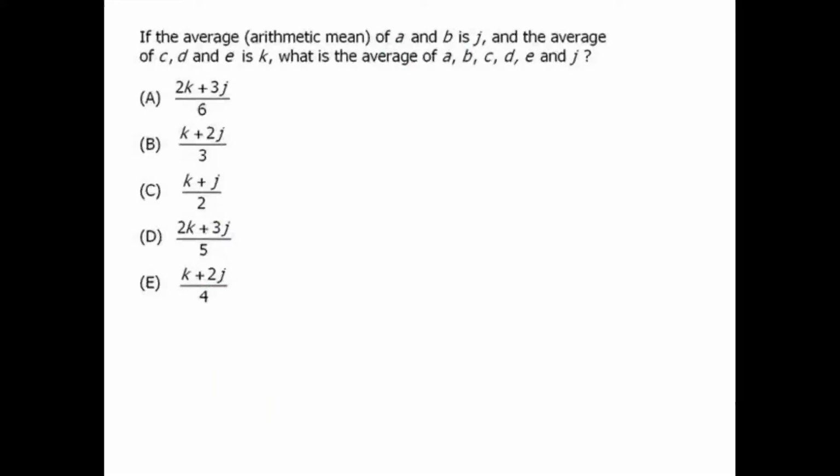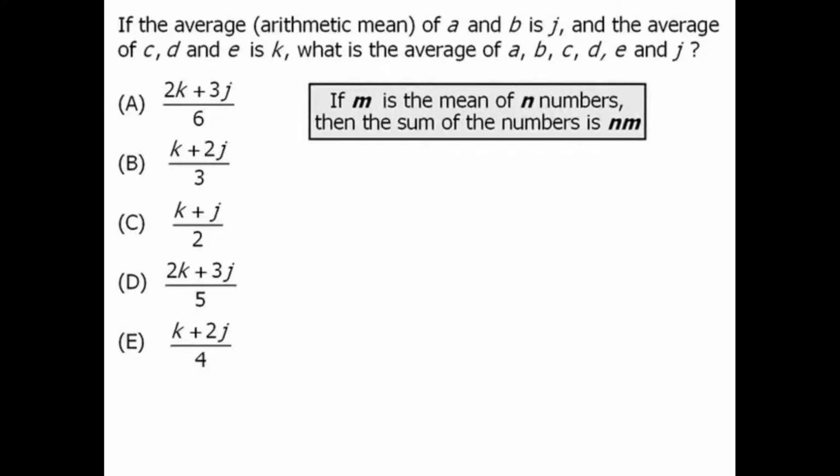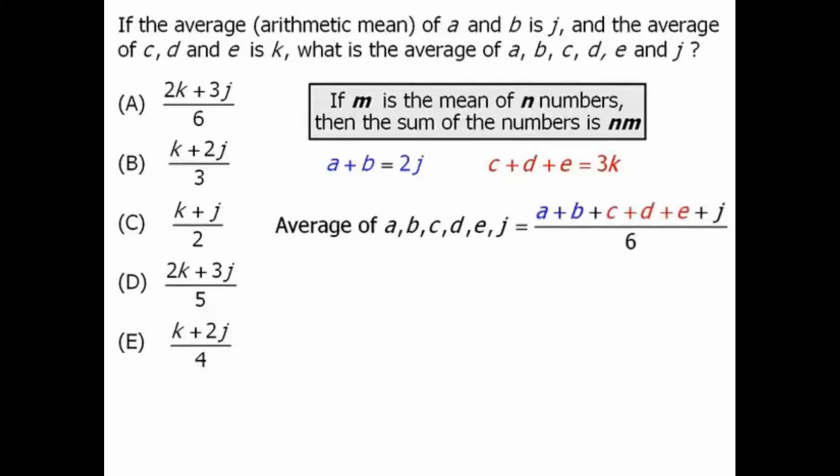To begin, we are told that the average of 2 numbers, A and B, is equal to J. So using the following rule, we know that the sum of those 2 numbers will be equal to 2J. Similarly, we are told that the average of 3 numbers, C, D, and E, is equal to K. So using our same rule, we know that the sum of those 3 numbers must equal 3K. Now we want to find the average of A, B, C, D, E, and J. To do this, we'll find the sum of all 6 numbers and then divide by 6.